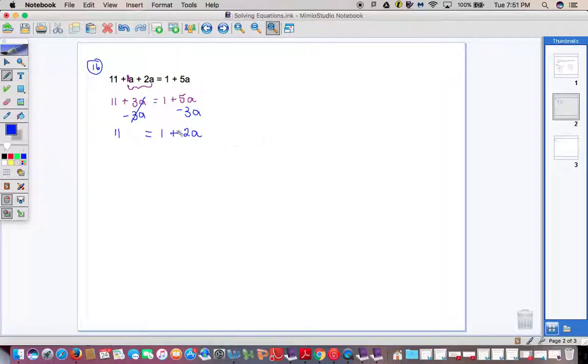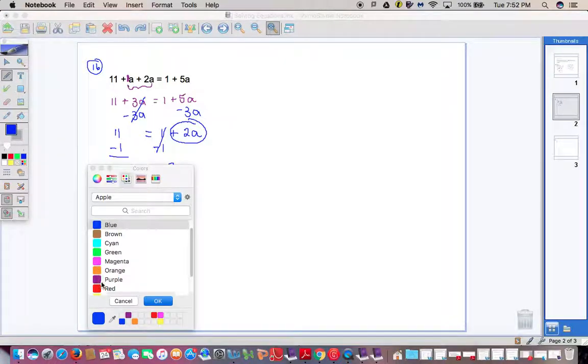Okay. Now, I haven't isolated my variable term. I've got this positive 2a here, but I need to move whatever's on the same side of my equation. So I need to move this positive 1. In order to move that positive 1, I'm going to have to subtract 1 from each side. When I subtract 1, I have 11 minus 1, which is 10. 1 minus 1, those cancel, so I have 10 equals 2a. Step 2 is complete.